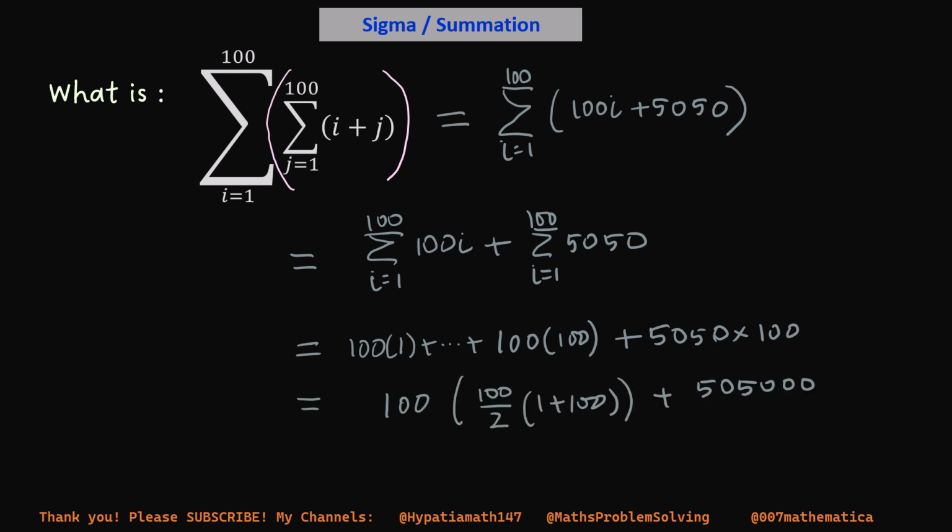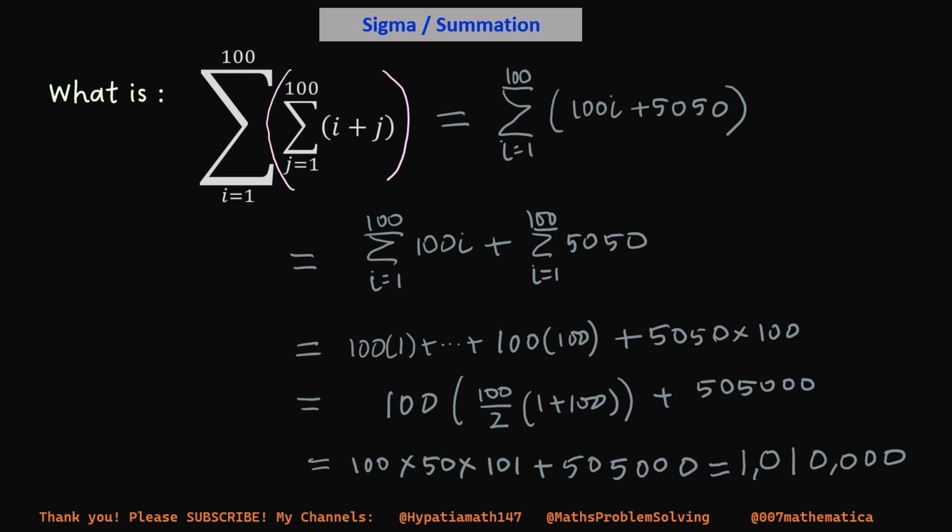So if you were to add that once more using the sum to n terms formula here, because it's 100 times 1 plus 2 plus and so on up to 100, that's why we have the sum to n terms formula again, and 5050 times 100 is 505,000. So our final answer is going to be 1,010,000. So this is the answer.